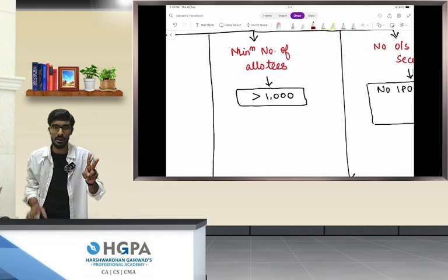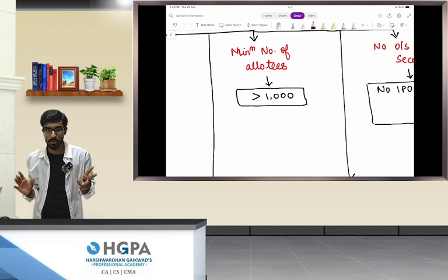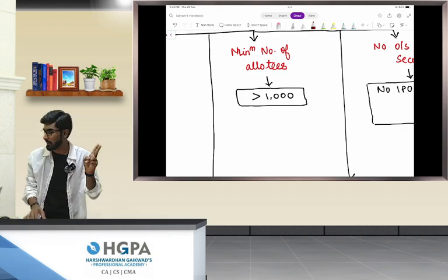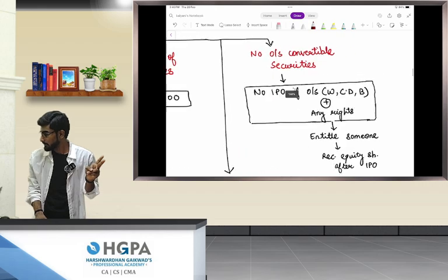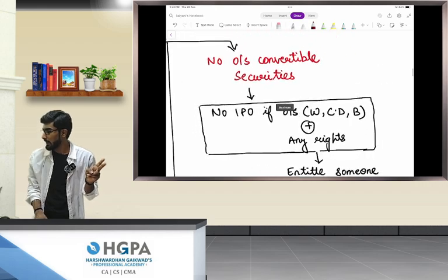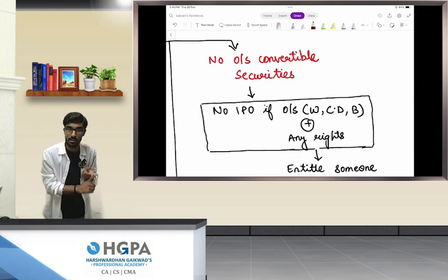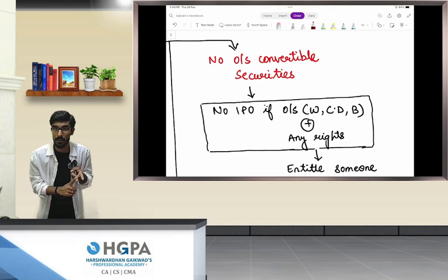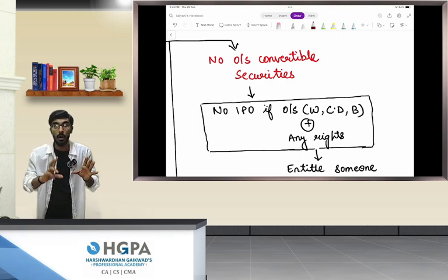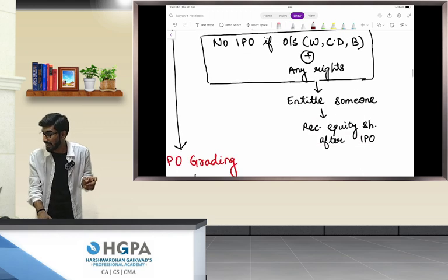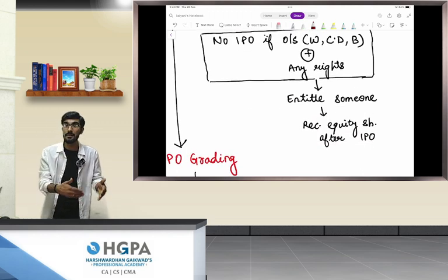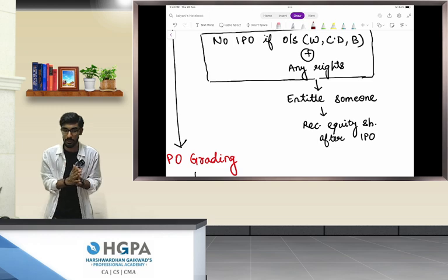Number 2 is very simple. Minimum number of allottees should be more than 1000. Number 3, outstanding convertible debt securities. No IPO if there are outstanding warrants, outstanding convertible debentures, outstanding bonds, or any rights that entitle someone to receive equity shares after IPO.